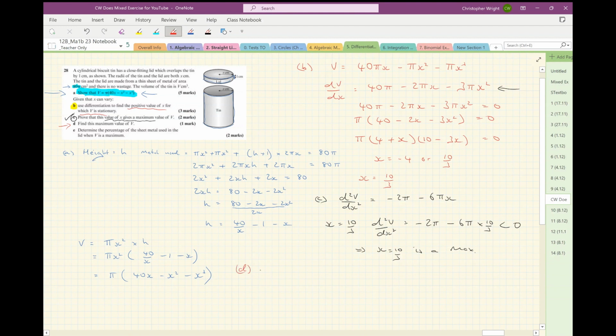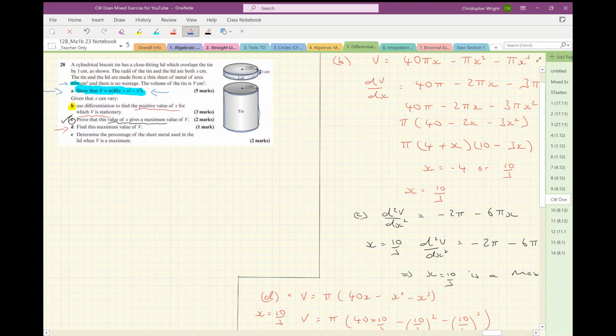Okay, well, I know the formula for the volume is pi times 40x minus x squared minus x cubed. I've copied that from the question in part A. And of course, I just need to evaluate that volume now when x is 10 over 3. So it's going to be pi times 40 times 10 over 3 minus 10 over 3 squared minus 10 over 3 cubed. So a bit of calculator use gives me an answer of 2,300 over 27 times by pi, and that is the maximum value of v.